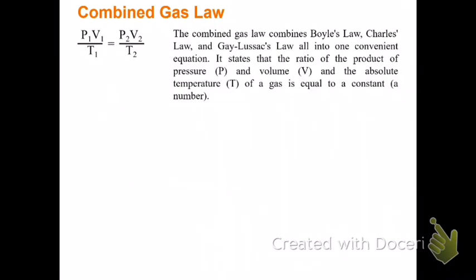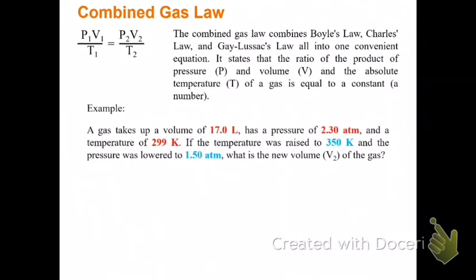Okay, so if you look at the first one here, if you look at the numerator, P1 V1 equals P2 V2. That's Boyle's law. And then Charles's law, it's V1 over T1 equals V2 over T2. And Gay Lussac's law is pressure and temperature, P1 over T1 equals P2 over T2. So when you combine all 3 gas laws, what we get is this equation, which is the combined gas law equation.